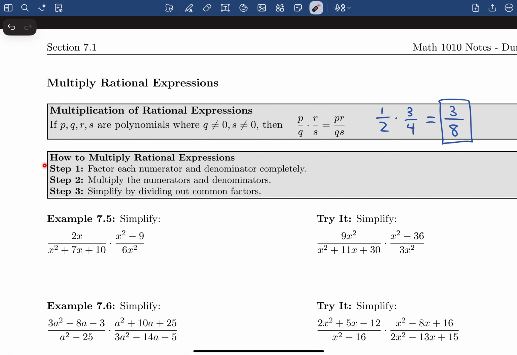Great. So here's a quick 3-step process of how you can multiply rational expressions together. Step 1, factor each numerator and denominator completely, guys. We need to factor everything. Okay, that's top left factored, bottom left factored, top right factored, bottom right factored. You're becoming factoring professionals, guys. Now, step 2, multiply the numerators and denominators together. Step 3, simplify by dividing out any common factors, and then you'll be done. Let me show you this in action.